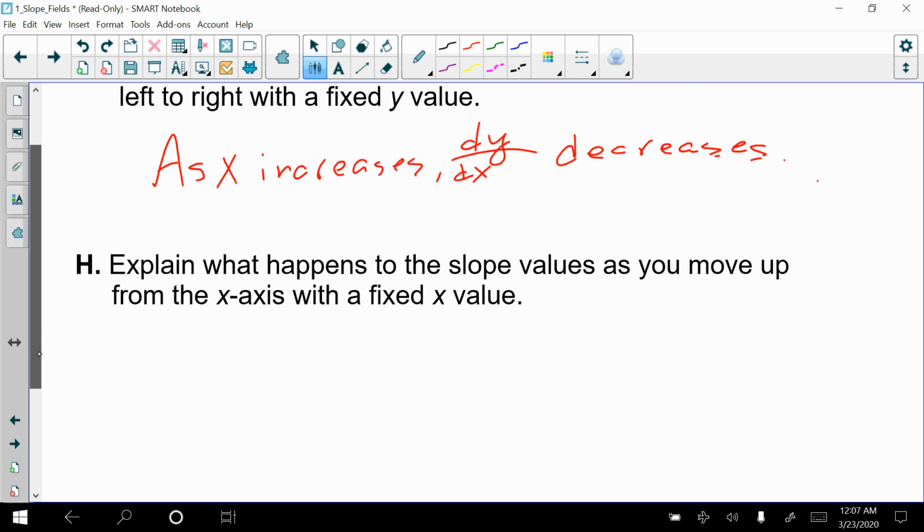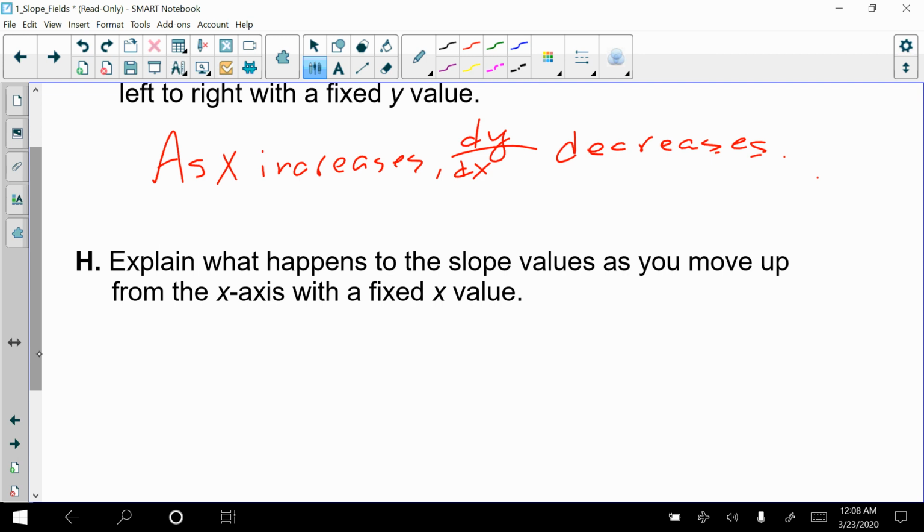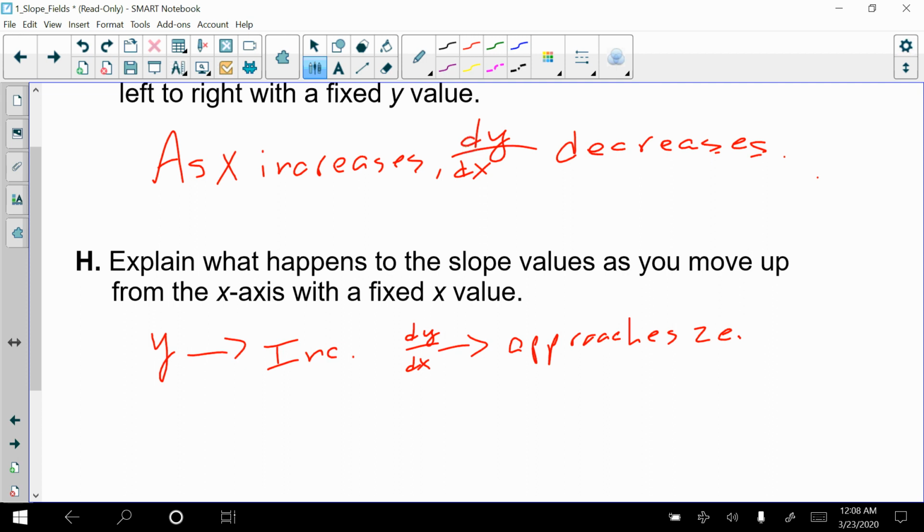and what happens to the slope values as you move up from the x-axis? You can just look at your function, look at your slope field, and see what happens. So here, as y increases, dy/dx will approach 0.